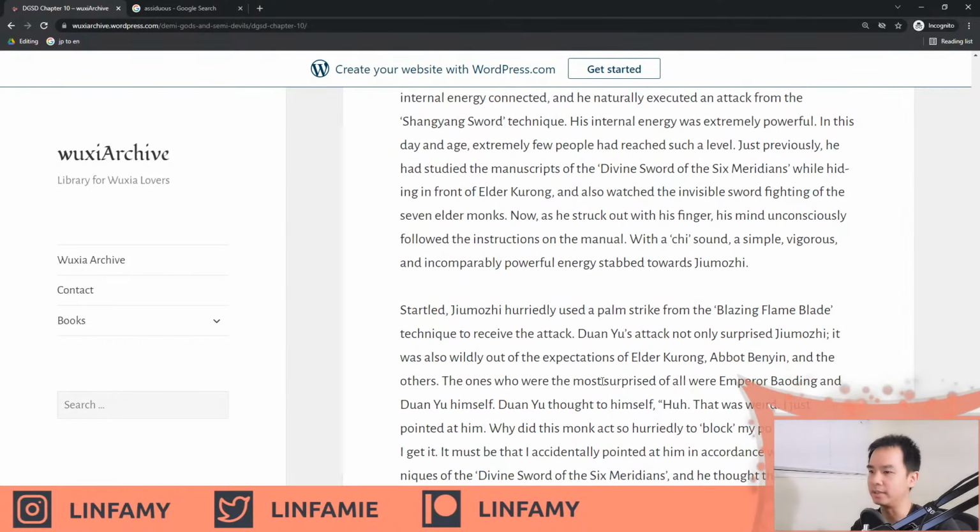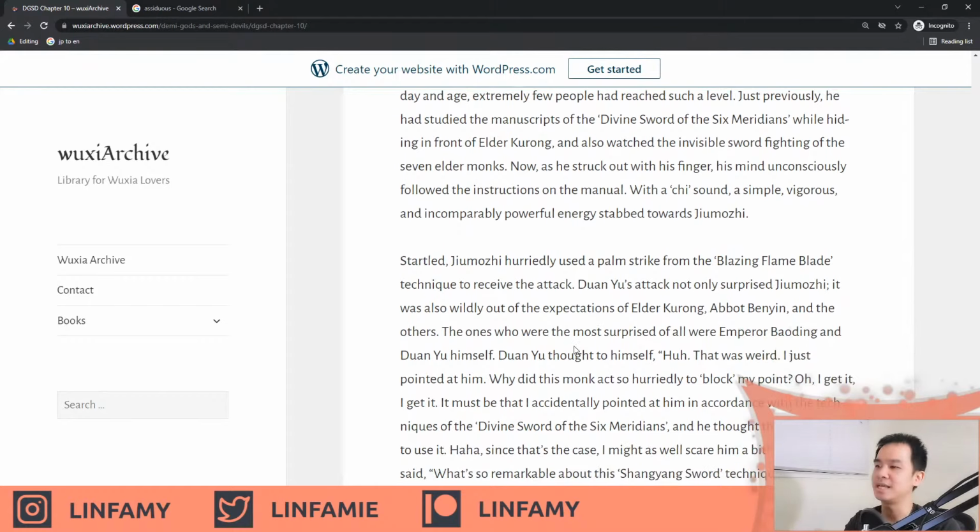Startled, Jimotsu hurriedly used a palm strike from the blazing flame blade technique to receive the attack. Duan Yu's attack not only surprised Jimotsu, it was also wildly out of the expectations of Elder Kurong, Abbot Bunyin, and the others. The ones who were the most surprised of all were Emperor Baoding and Duan Yu himself.